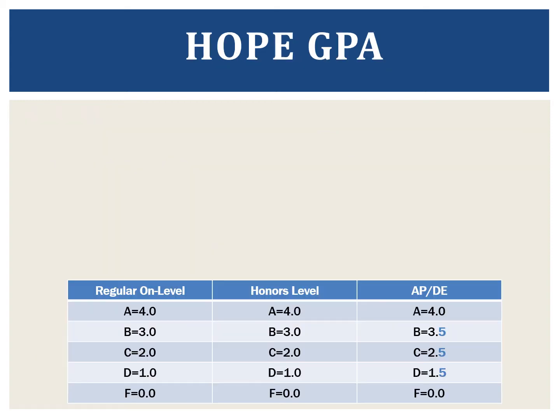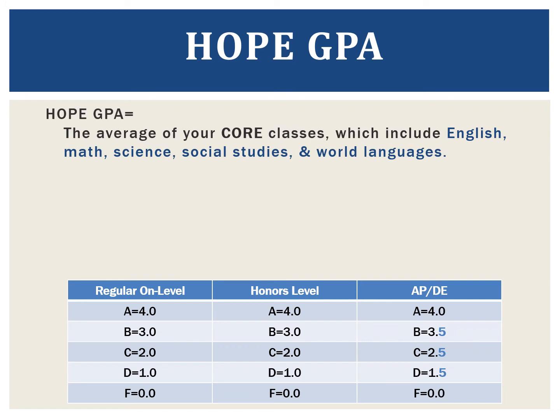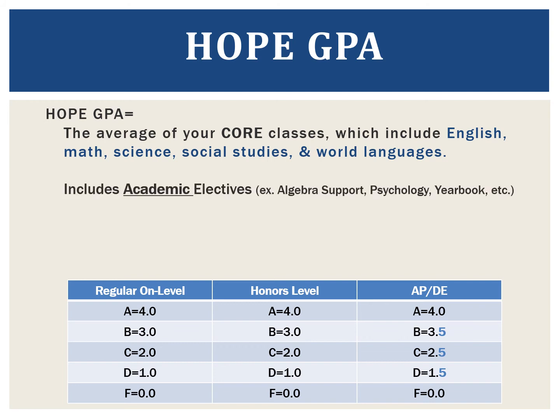So I need to explain to you how the HOPE GPA is calculated. Basically, it takes the average of your core classes. Core classes are classes in the subject matters of English, math, science, social studies, and world languages. So only the grades that you earn in your core classes will be included in the HOPE GPA calculation. And it also includes electives in those subject areas.